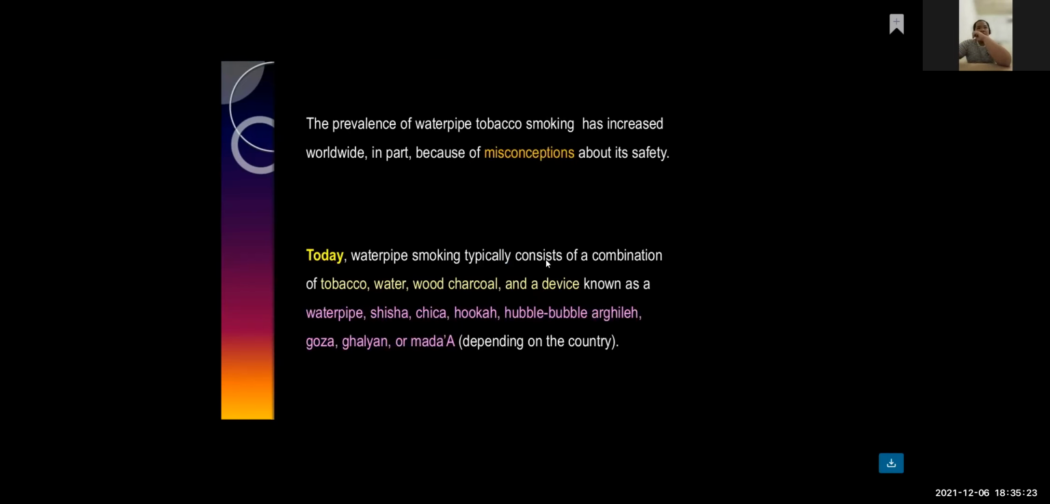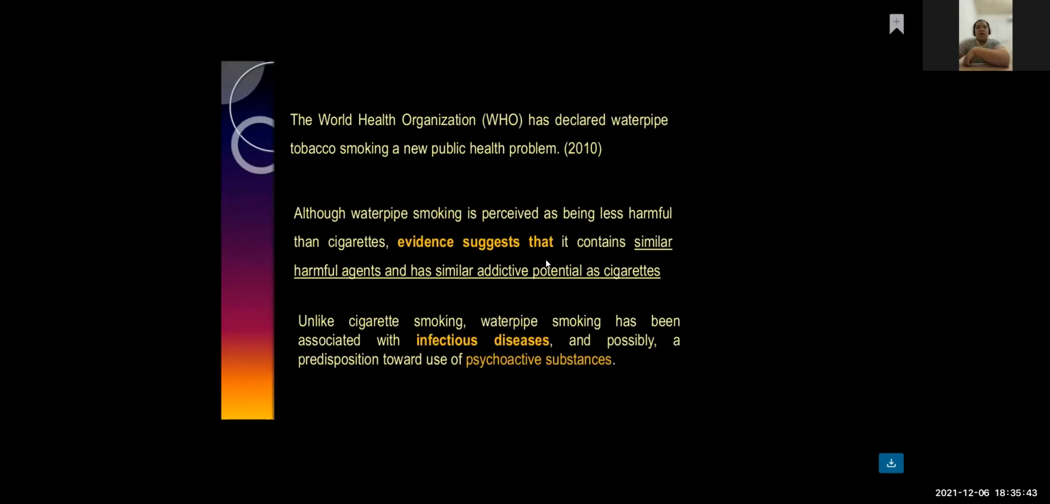So the prevalence of water pipe tobacco smoking has increased worldwide, in part because of misconceptions about its safety. Today, water pipe smoking typically consists of a combination of tobacco, water, wood charcoal, and a device known as a water pipe, shisha, chica, hookah, and others. The World Health Organization, or the WHO, has declared water pipe tobacco smoking a new public health problem.